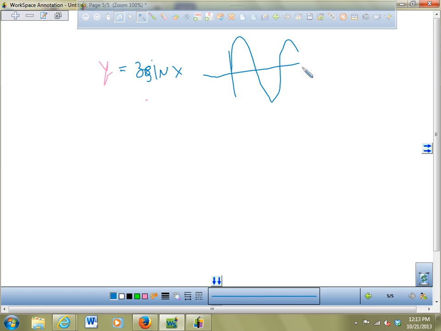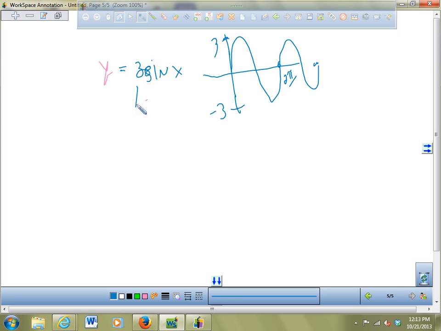It still has the same... No, it doesn't go 3 times faster. It just stretches by a factor of 3. So it would go up to 3 and down to negative 3, and it would still take 2 pi to complete one complete cycle, they call it. So that would be the point 2 pi, 0.